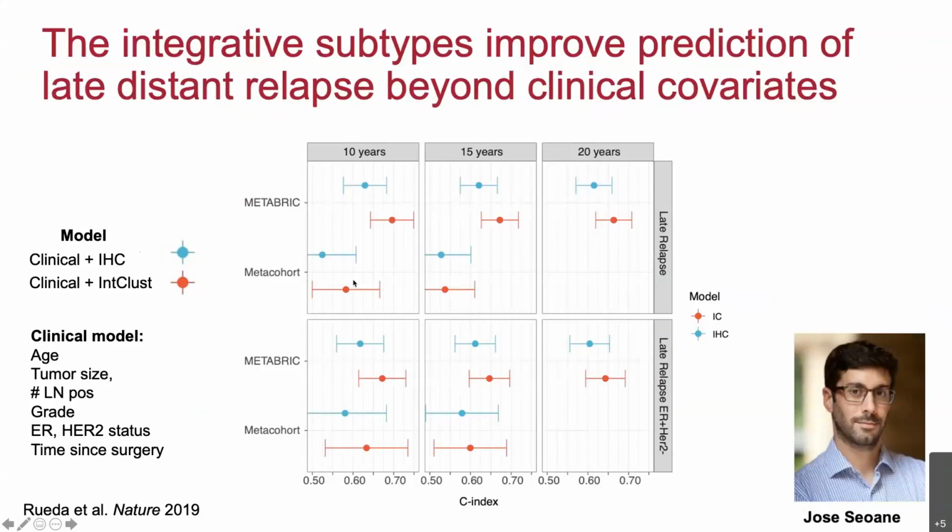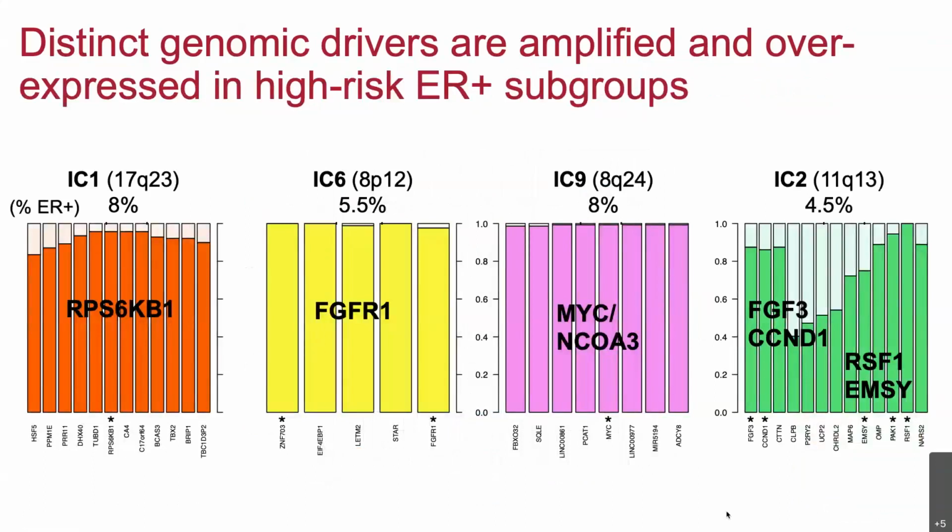We can then compare the predictions, and this is looking at the C-index, so a measure of the predictive utility, and we see that pretty much across the board, the integrative subtypes improve our predictive utility, and this is especially the case when we look 20 years out in these late relapsing ER-positive, HER2-negative groups. So importantly, these groups actually also contain specific driver alterations. And so just looking here, I want to emphasize that we believe we've identified the quarter of the ER-positive, HER2-negative population who are really at high risk of relapse. And each of these groups are broken down by the proportion of ER-positive cases that they account for. So in this case, 8%.